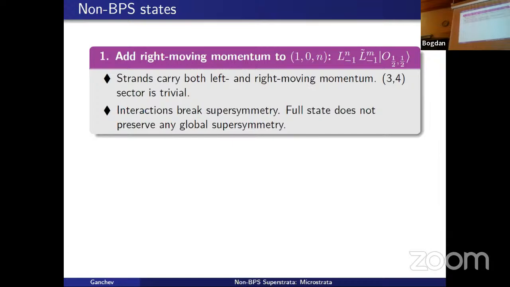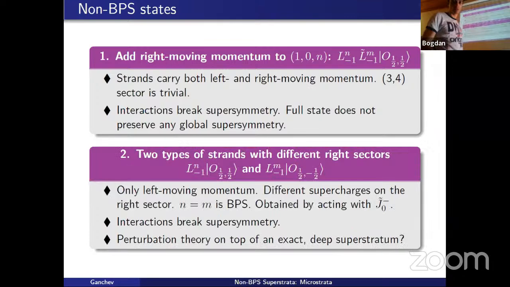When I was talking before about the 1,2 and 3,4 sectors, this is all happening in the 1,2 sector, the top left corner, and we leave the 3,4 corner trivial for now. So the individual constituents are BPS, but the interactions between them break supersymmetry. Okay, so that's one of the things that we'll look at.